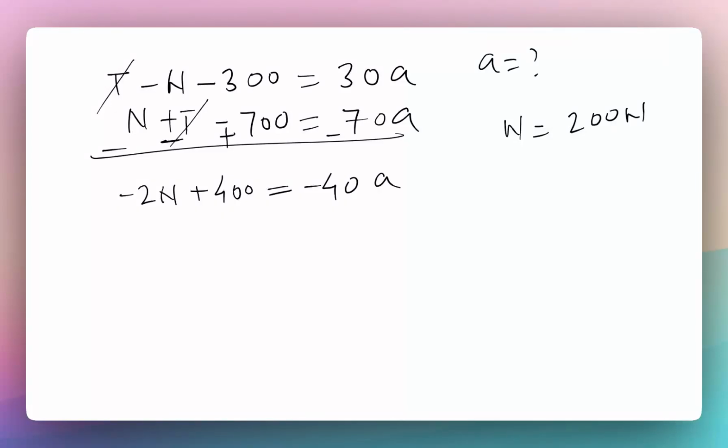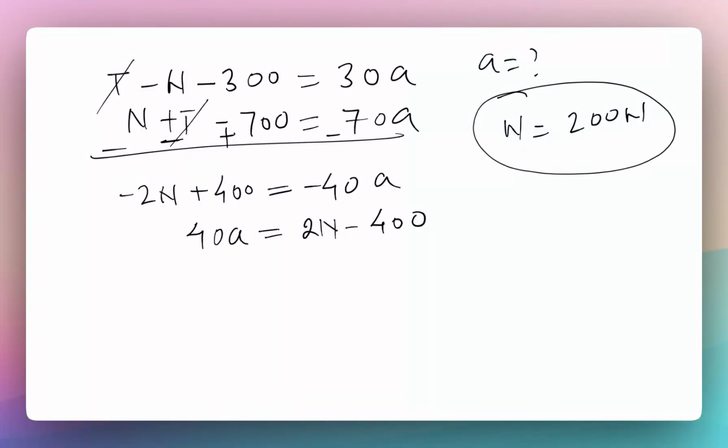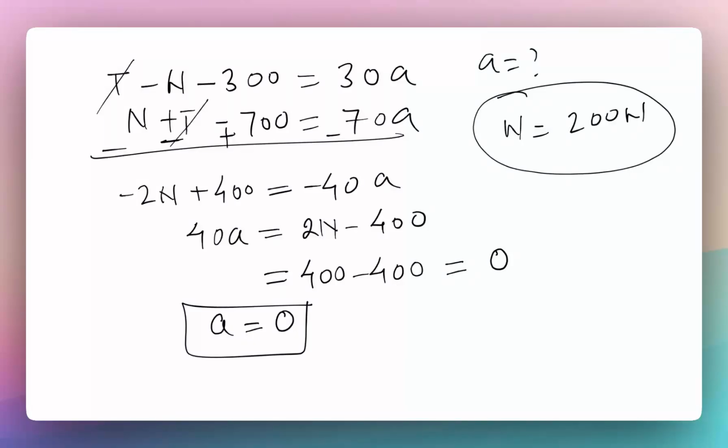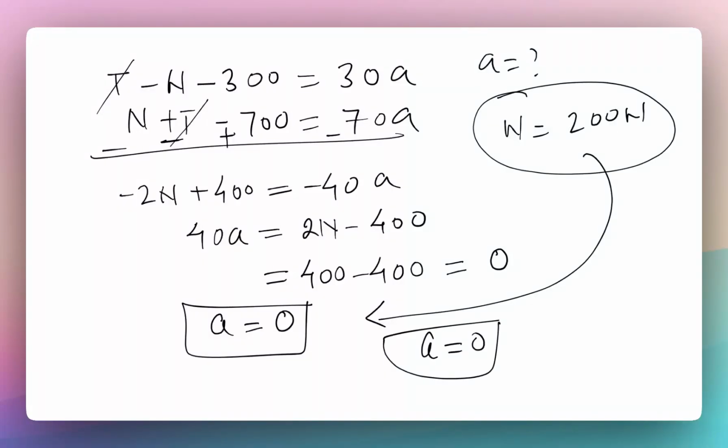I take it on the other side to make it positive. 40A is going to be on that side, and this will become 2N minus 400. That N is given to be 200, so I'm going to substitute over there. This will become 400 minus 400, and that is going to be 0. And my acceleration here is also 0. So if the normal reaction is actually 200, my acceleration is going to be equal to 0, and that will be our answer.